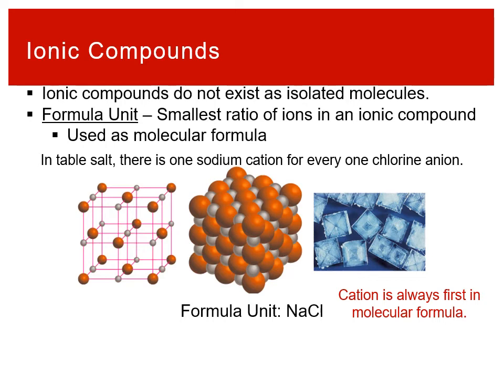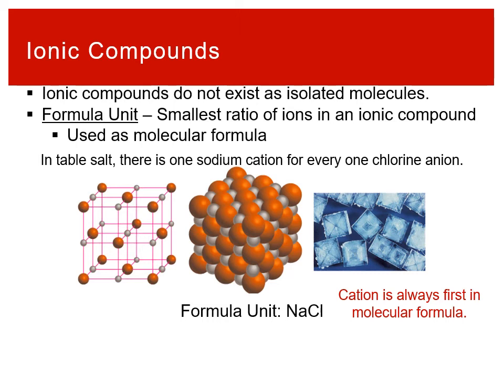Even though that's how ionic compounds exist, we don't really want to be talking about thousands of atoms at a time in a formula. So instead, for ionic compounds, we use what's called the formula unit. This is the smallest ratio of ions in an ionic compound. We would use it in just the same way as the molecular formulas that we talked about previously.